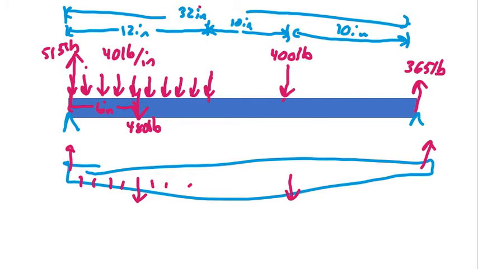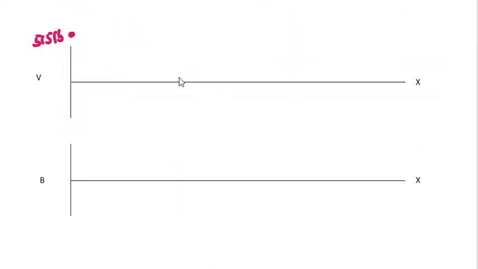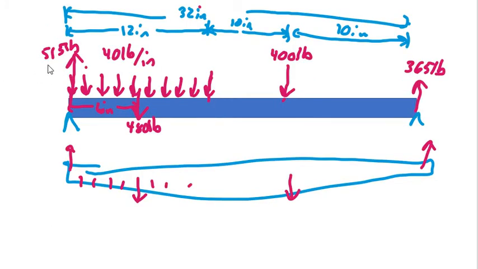So when I get to, let's kind of mark these off as good as I can. So we're going to say this is 12 inches, and then I go 10, so that makes this 22 inches. I go another 10, that makes this 30 inches. So I know that I start at 515 because it's 515 up, and I know it goes down by 40 until I get to 12 inches away. So in the end, it goes down by a total of 480, right?